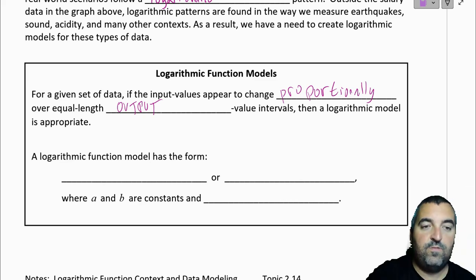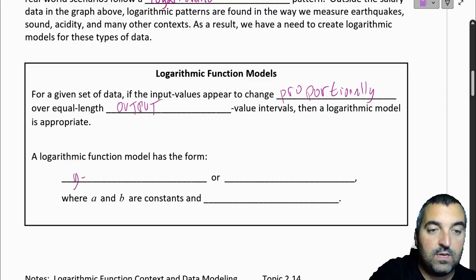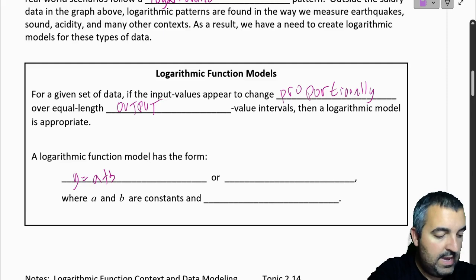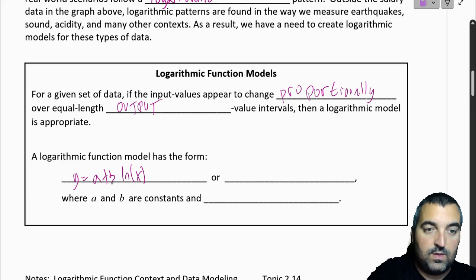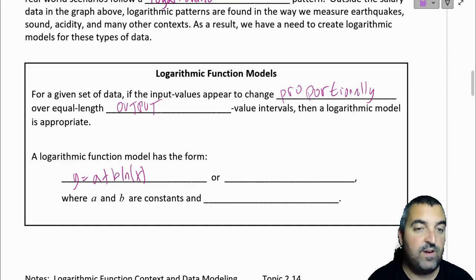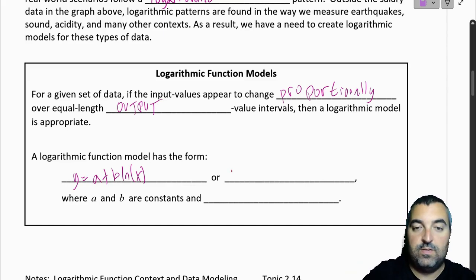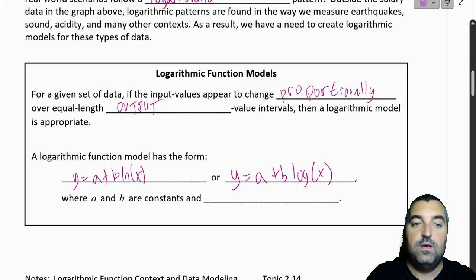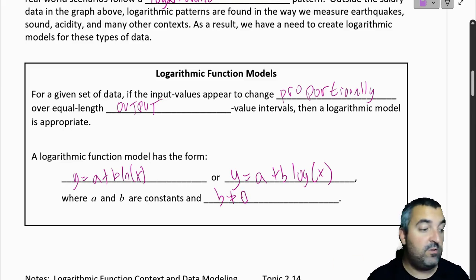The general form for a log model is y equals a plus b ln of x. This is the natural log model. It's very common, like that's the form the TI calculators use, a plus b ln x. But you could also sometimes see it with a common log, so a plus b log of x, where a and b are constants and b is not equal to 0, because obviously if it was equal to 0, there'd be no log.